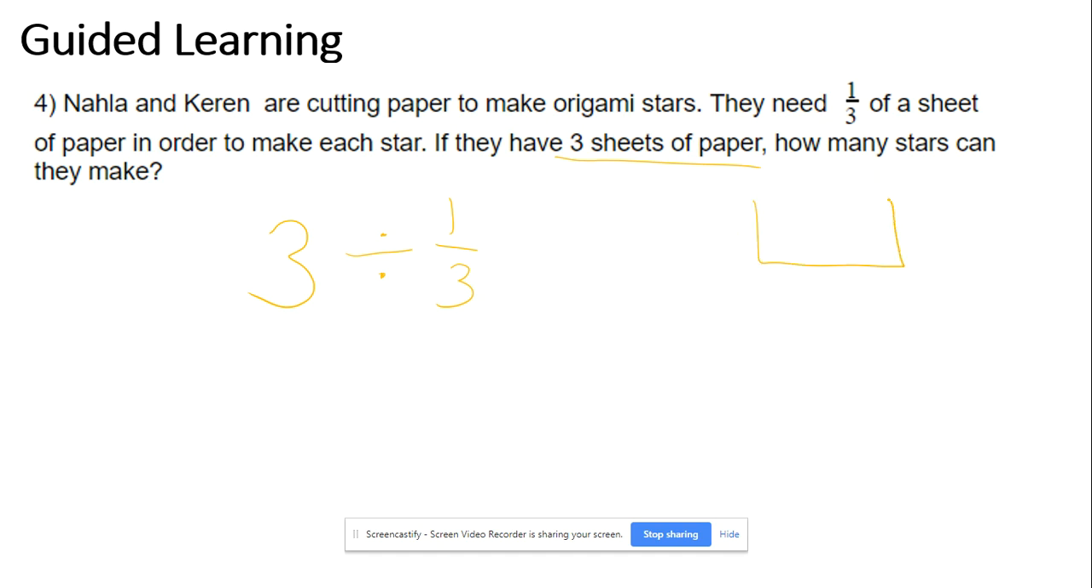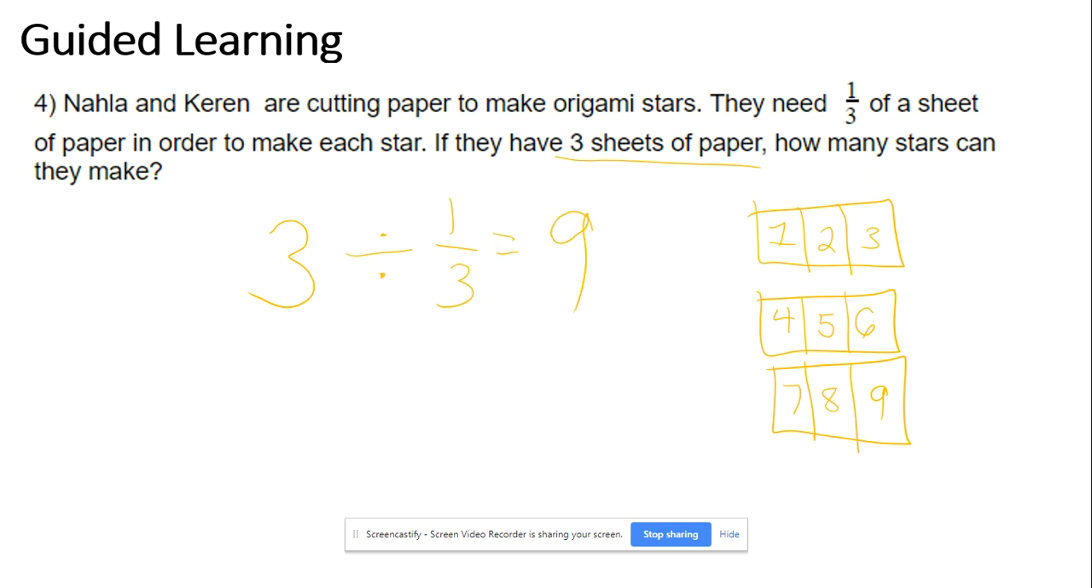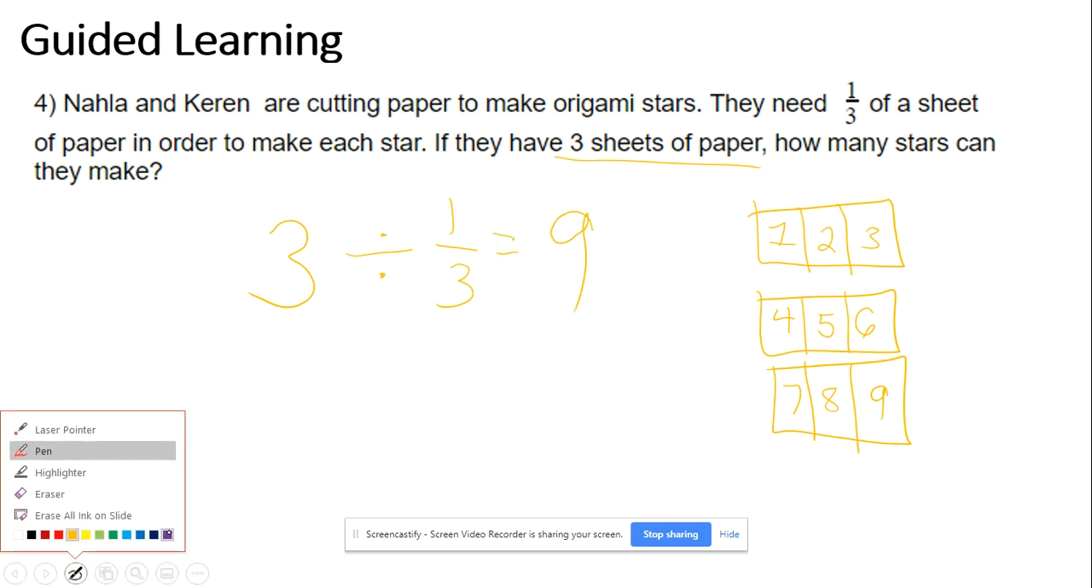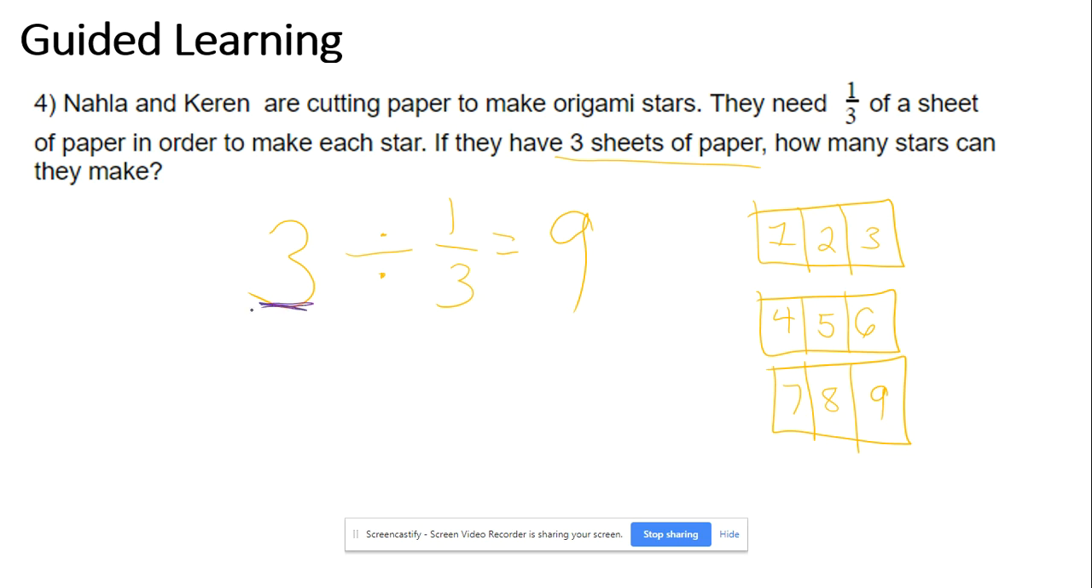Let's see, we have 3 sheets of paper. Each sheet is going to be cut into thirds. So we're going to make 3 parts for each sheet. And now we can count the total number of parts in 3 wholes. 1, 2, 3, 4, 5, 6, 7, 8, 9. So we know that 3 divided by 1/3 is 9. And notice that pattern we had just observed. 3 times 3 is 9.